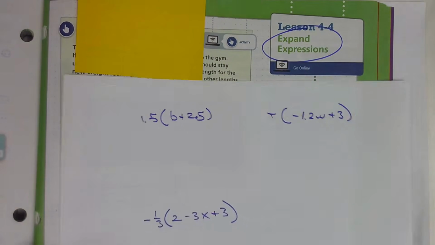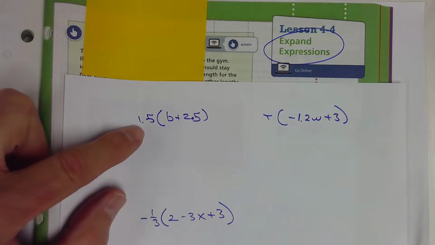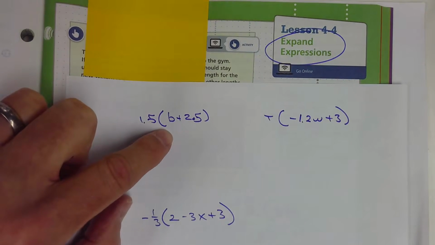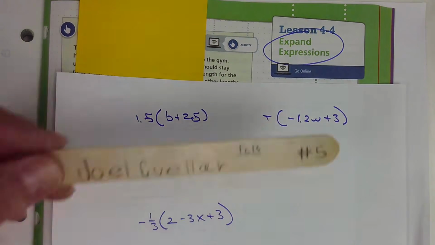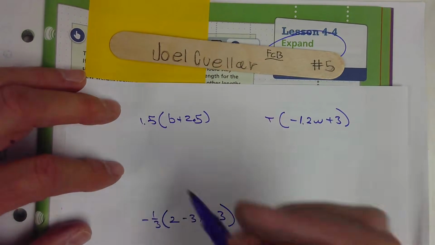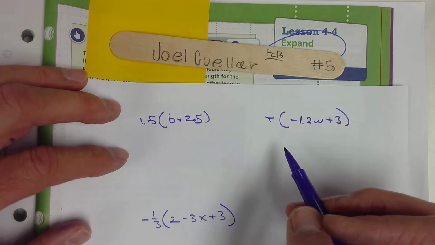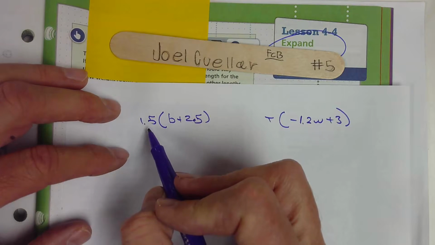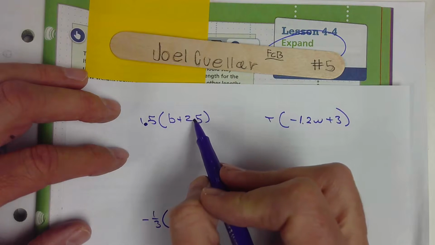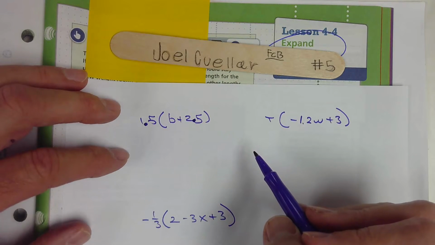And let's take a look at this very first one here. I'll be pulling sticks here to see who's paying attention and following along. So the very first one here, we've got a 1.5, and then in parentheses is a b plus 2.5. So Mr. Quaylar, how would I set that up? Well, how would I solve this or expand it? Wouldn't it be 15b plus 25b? So this is a 1.5 and this is a 2.5. So go ahead. 1.5b plus 2.5b?